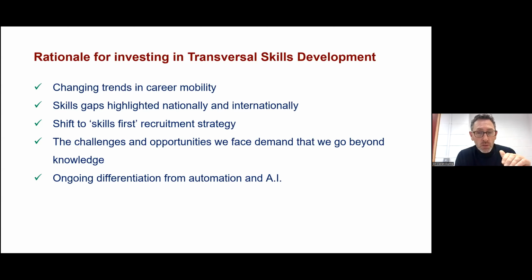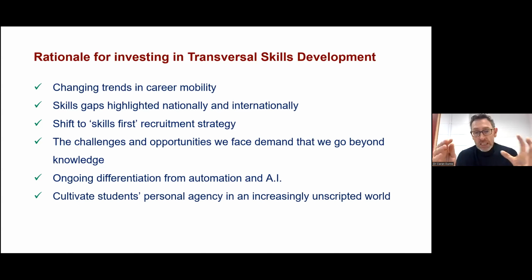Because if we look around the world, we see that a lot of the challenges that we face do not come from a lack of knowledge. They come from a breakdown in transversal skills: a lack of critical thinking, a lack of creative thinking, a lack of leadership, a lack of teamwork and collaboration, a lack of project management, etc., etc. So that's really important. The logic is that, in this world of increasing uncertainty influenced by AI, if we can ensure that our students and our graduates have these transversal skills, essentially what we're giving them is higher levels of personal agency so that they can navigate an increasingly unscripted, unpredictable, and complex world.